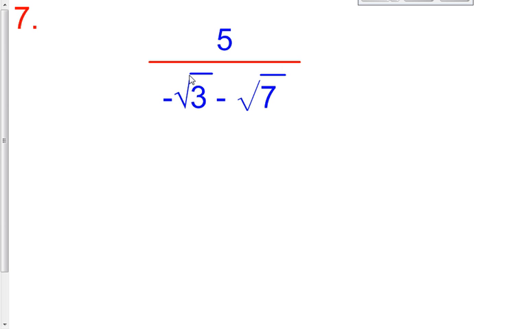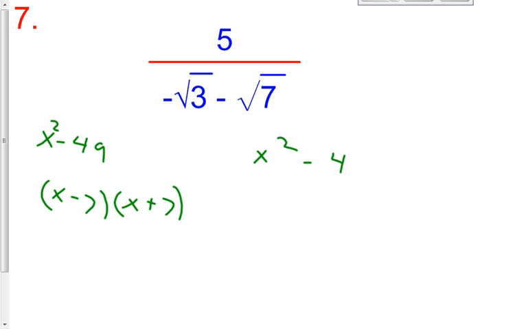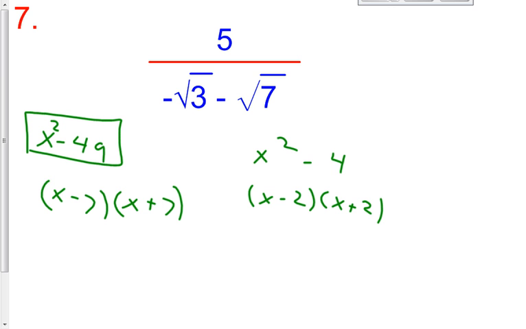Back in intermediate algebra A, what you learned is that if we have x squared minus 49, that factored into x minus 7 times x plus 7. If you have x squared minus 4, that factored into x minus 2 times x plus 2. Right? This is called the difference of two squares. We also did that earlier in chapter 5.